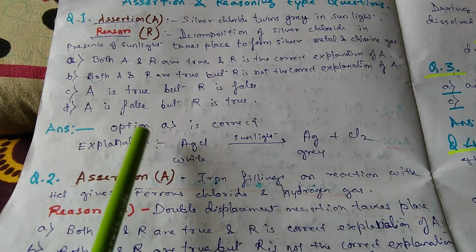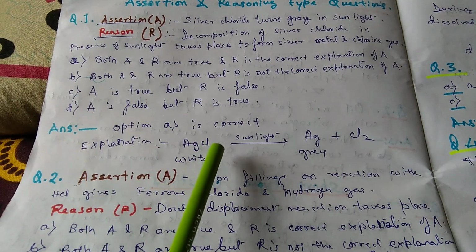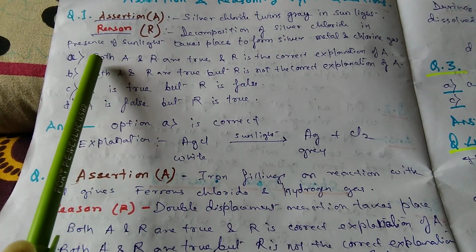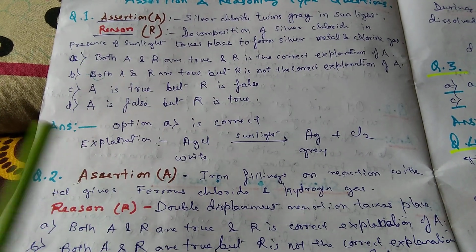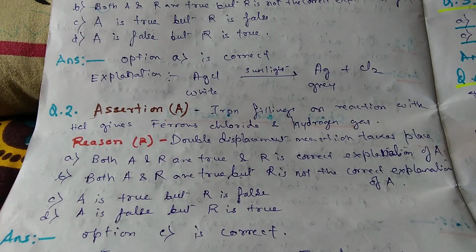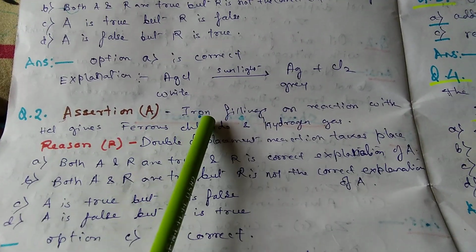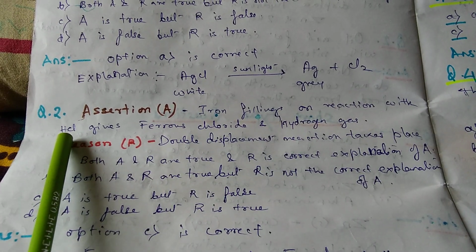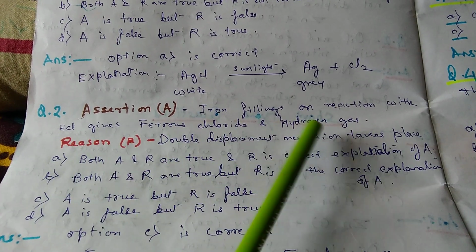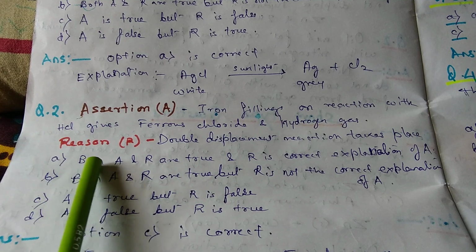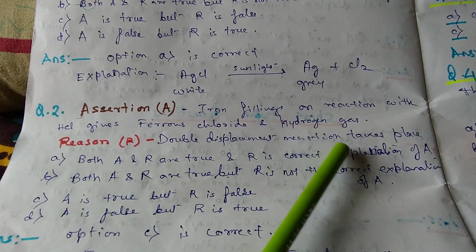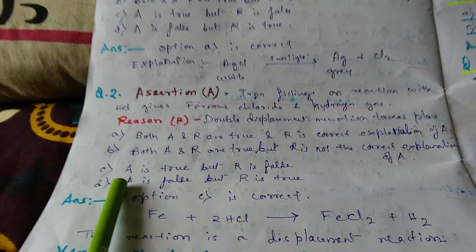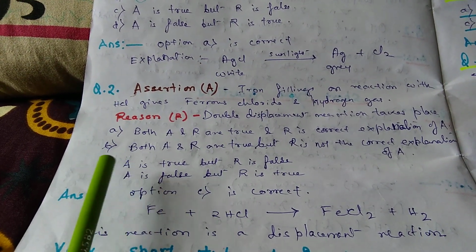Okay, that means the assertion is also correct, the reason is also correct, and the reason correctly explains assertion A. That means option A is correct. Okay, the next question here. Assertion: iron filings on reaction with hydrochloric acid HCl give ferrous chloride and hydrogen gas. Reason: double displacement reaction takes place. Okay, here the four options are given the same as in question number 1.